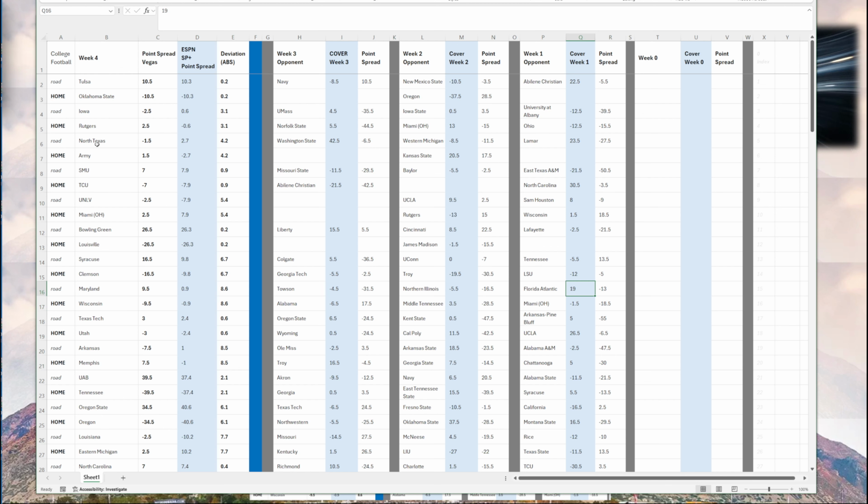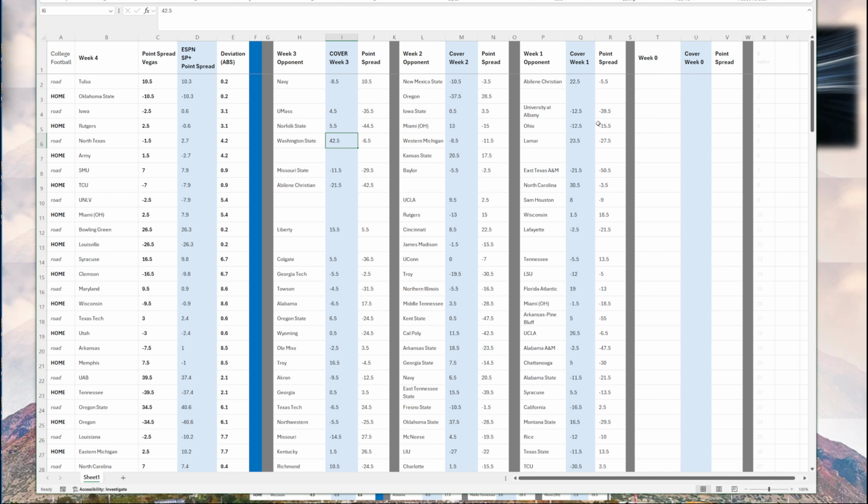Also, here, North Texas. Last week, they covered the point spread against Washington State by 42 points. Well, I'm going to take a closer look at them this week against Army. So that does the next level of filtering.